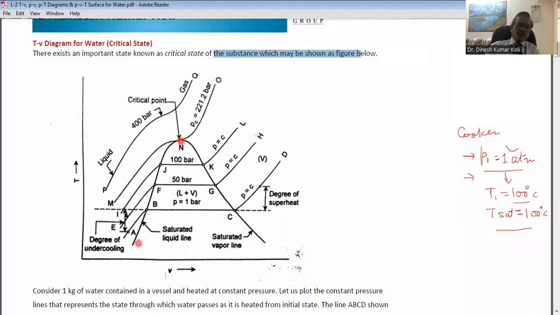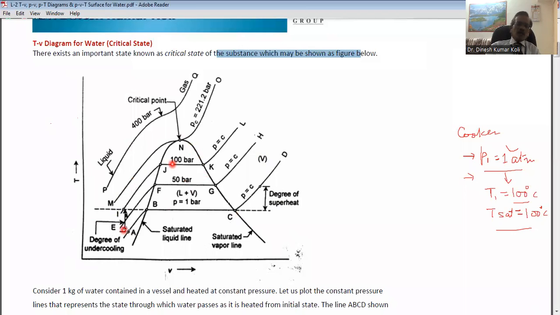Now, within this zone, between the saturated liquid line and the saturated vapor line, is called the wet steam zone. On the left-hand side of the saturated liquid line, there exists the liquid zone only, and on the right-hand side of the saturated vapor line is the superheated steam zone.